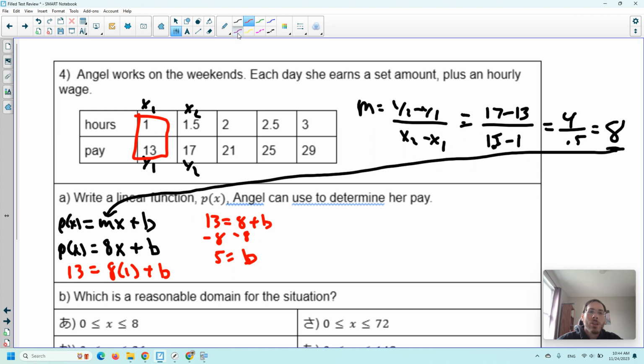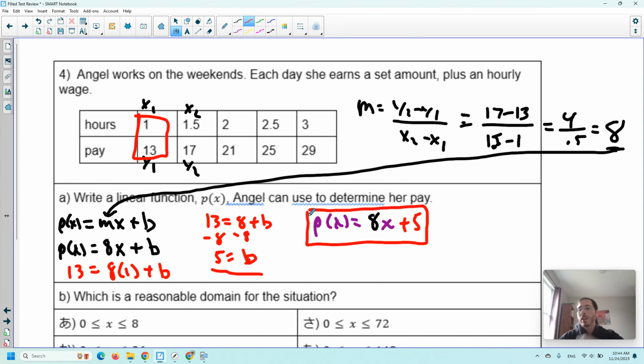So our final equation is going to be p of x equals 8, because that was the slope. We already found that one. x, and then we found the b was 5. So we're going to say plus 5. So there we go. Now, again, that's if we wanted to do it like we did in Unit 2. Believe it or not, that's kind of the long way.